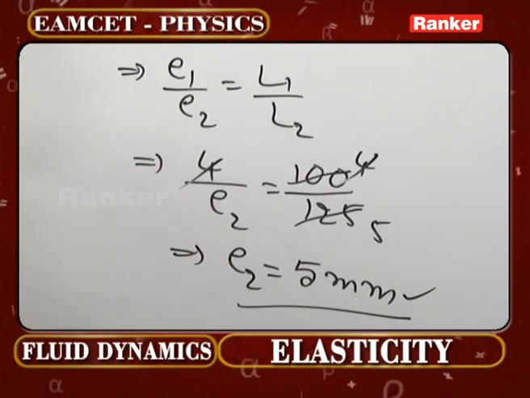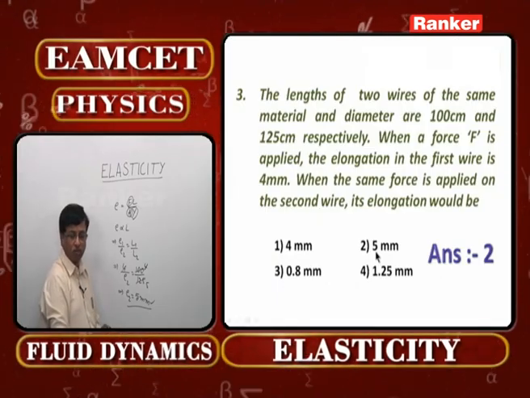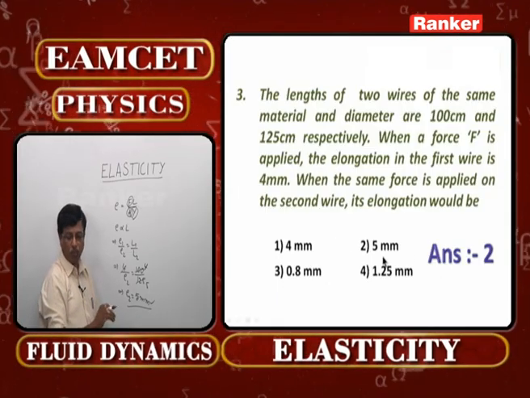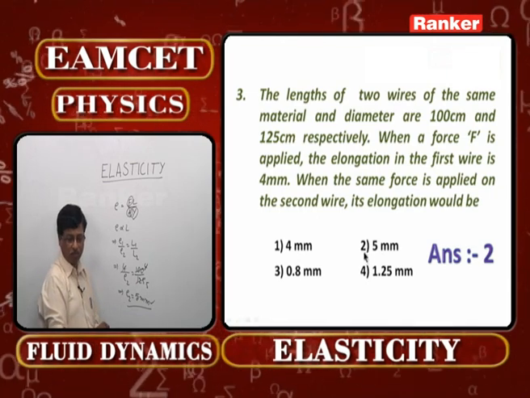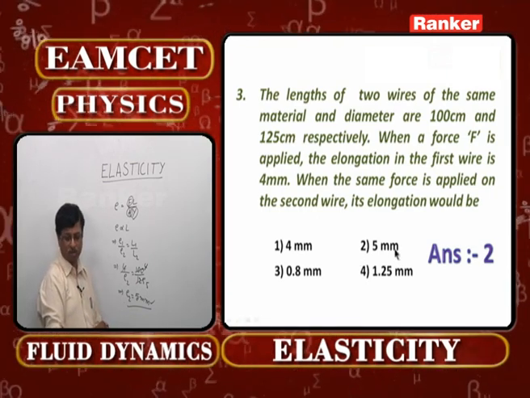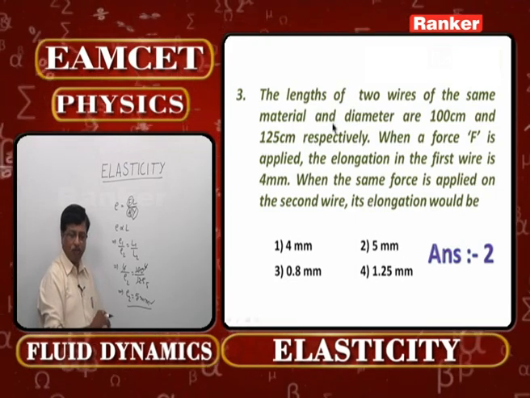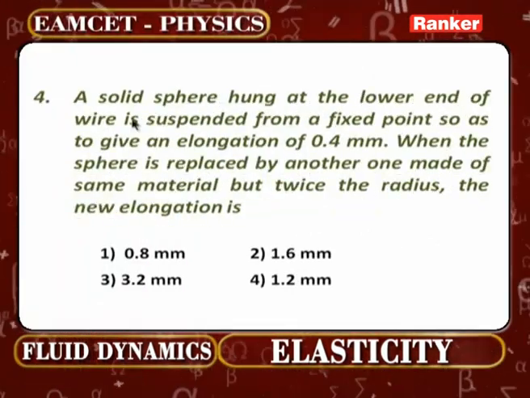5 millimeter must now be the corresponding elongation produced in the second wire as such. So the correct option for this question is the second option, that is 5 millimeter. Let us check the next number, that is problem number 4 as such.